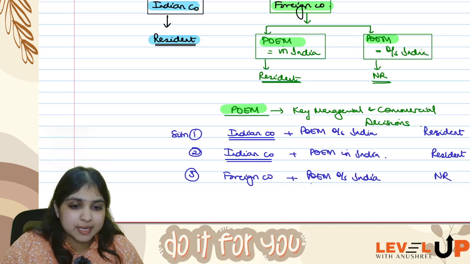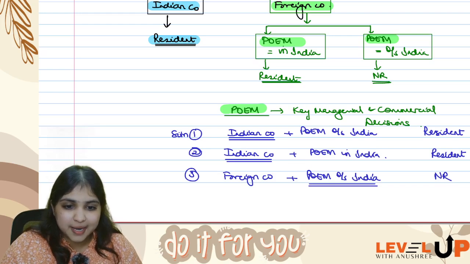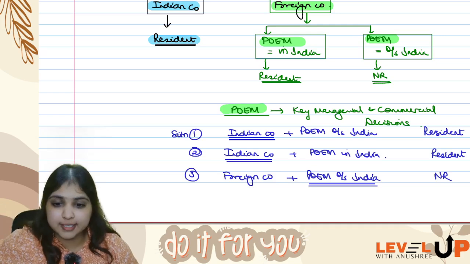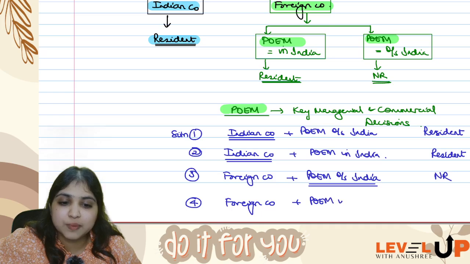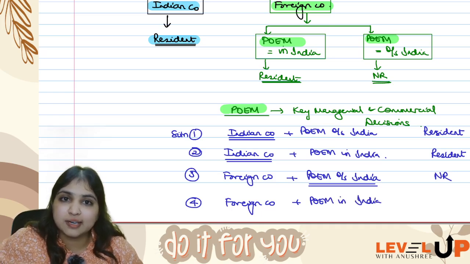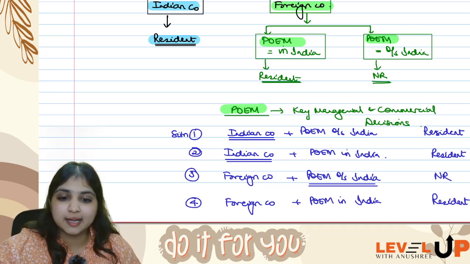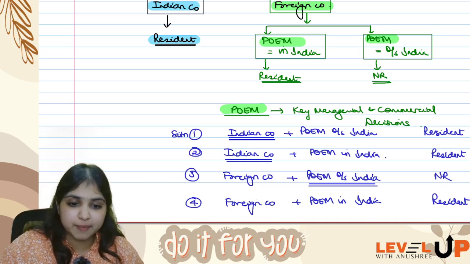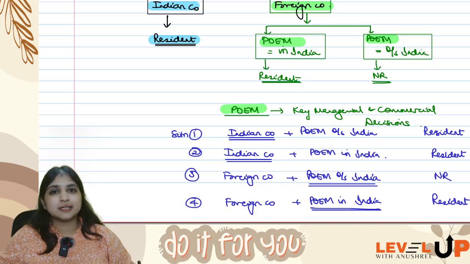See, here your decision making criteria is its POEM is outside India. So because it's a foreign company, my next point of check is place of effective management, which is outside India, therefore non-resident. Coming to the fourth situation, again, yes, the company is a foreign company and the place of effective management happens to be in India. Now the residential status of the company, yes, of course, it will be a resident. Why? What's the decision making criteria? It's a foreign company. So I don't care about the company, I will check the place of effective management. Is the place of effective management in India? Yes, it becomes a resident.